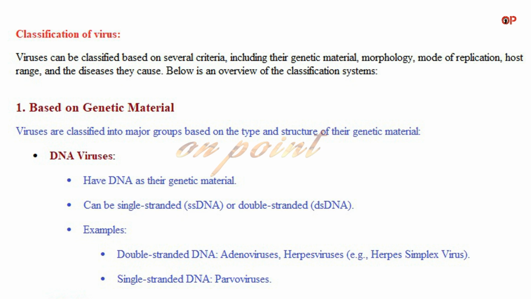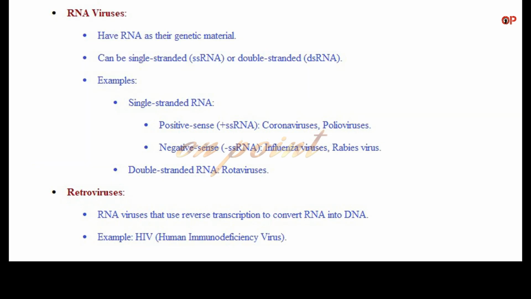Single-stranded DNA, parvoviruses. RNA viruses have RNA as their genetic material. Can be single-stranded or double-stranded. Examples: single-stranded RNA. Positive sense, coronaviruses, polioviruses. Negative sense, influenza viruses, rabies virus. Double-stranded RNA, rotaviruses.